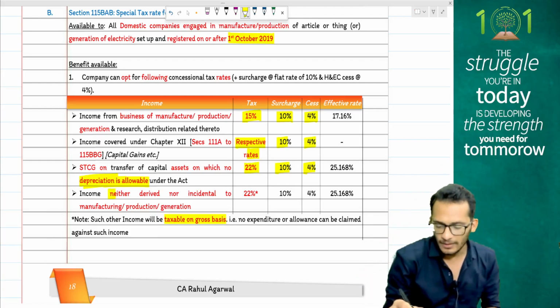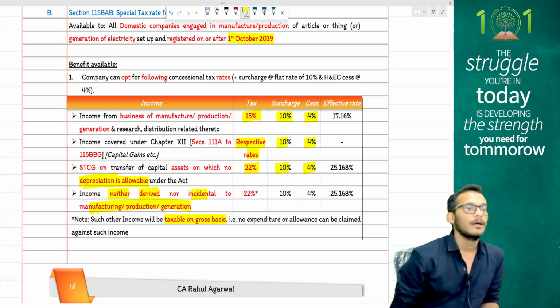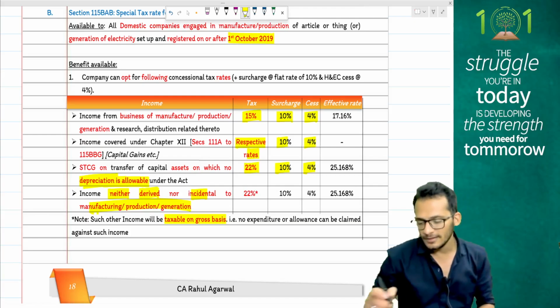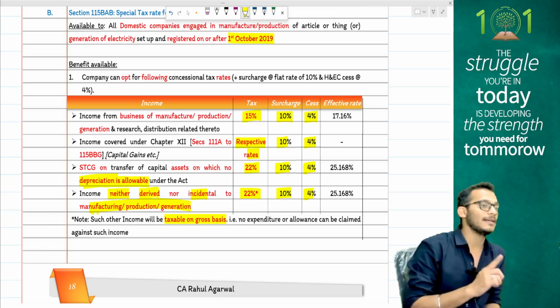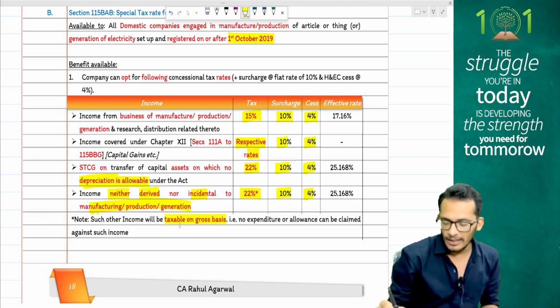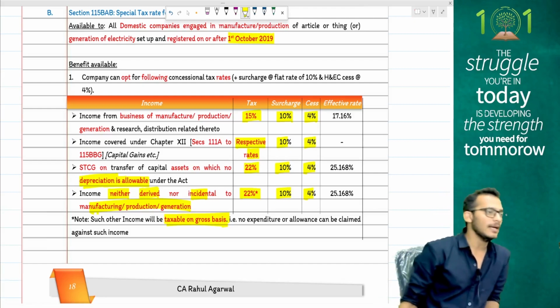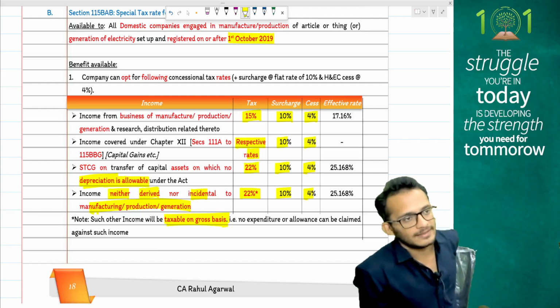Yes, then you have income which is neither derived from nor incidental to the manufacturing process or generation. Basically all incomes which are taxed under house property or other sources, those will get taxed at 22, 10, 4. But the rule here is that you will get taxed at 22% without allowing any expenses or deductions. They're going to be taxed at gross level.